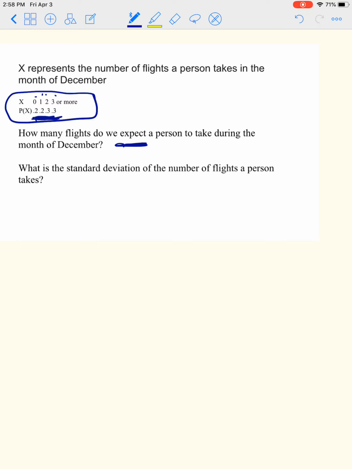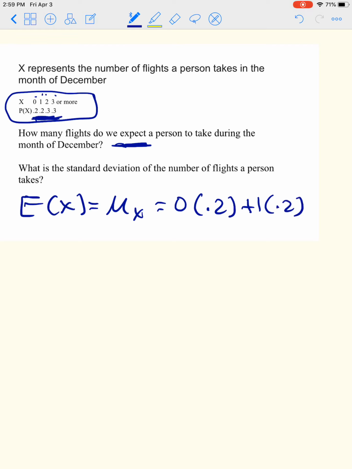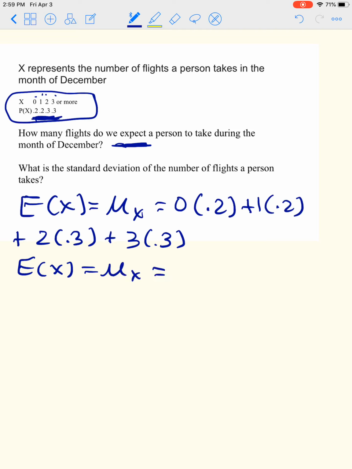So the question says, how many flights do we expect a person to take? So once again, to find the expected value, or mu, you're going to take 0 times 0.2 plus 1 times 0.2 plus 2 times 0.3 plus 3 times 0.3. That E of X, which is also mu of X, is equal to 0 plus 0.2 plus 0.6 plus 0.9, which is 1.7.